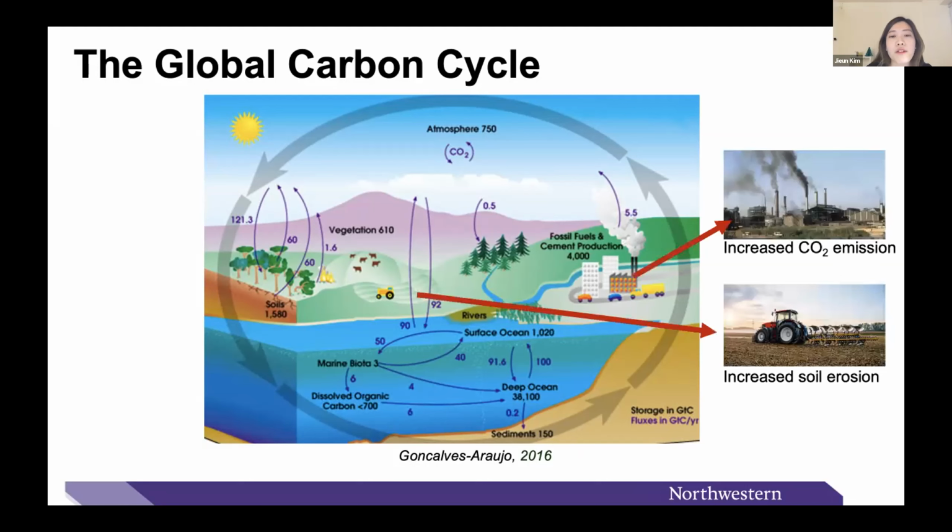So increased soil erosion, increased emission of carbon dioxide, they are well-known outcomes of the human activities on the carbon cycle. And the vertical movements of carbon are relatively direct and evident, so widely studied and well estimated. But compared to that, the lateral movement of carbon through the landscape is more complex and has not been fully understood.